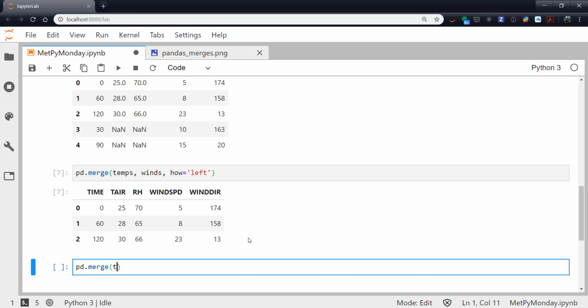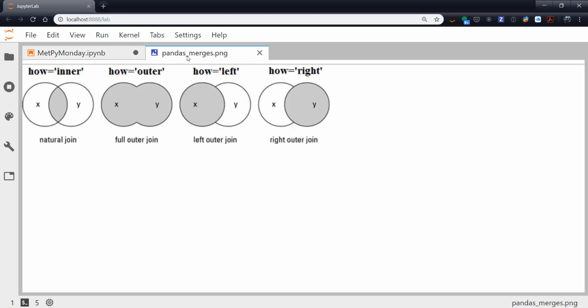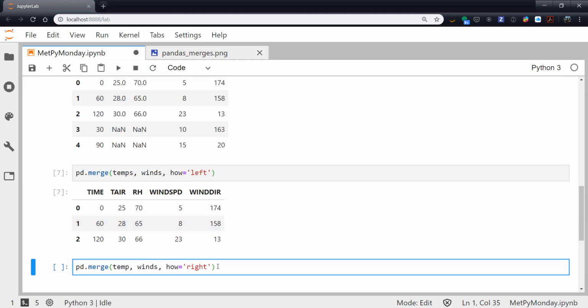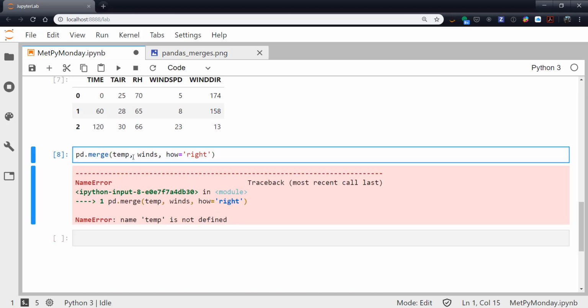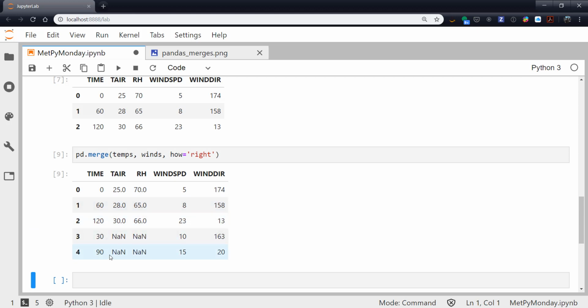Now we'll do the last, the right merge. Temps wins, how equals right. So this should give us everything in the second and what overlaps with the first. If we had some more columns in our second, we would keep those. We need to have temps. And we do. So we have more rows in our wind speed, wind direction. Those are kept and filled in with NaNs. So that gives us the same result as the outer in this case.